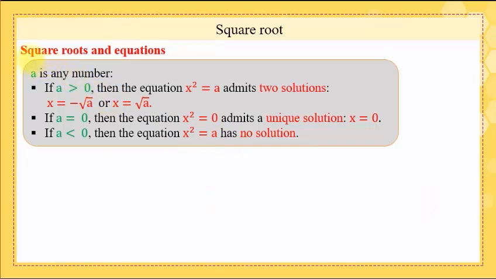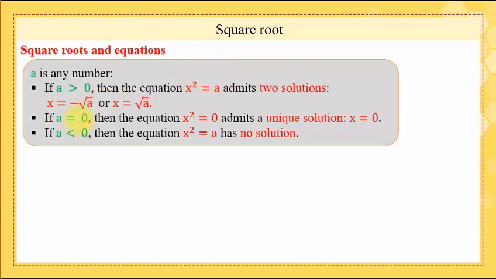Let us start with square roots and equations. A is any number. If a is positive, greater than 0, then the equation x power 2 equals a admits two solutions. The first one is x equal minus radical a, and the second one is x equal radical a. So we have two solutions for this equation where a is positive.